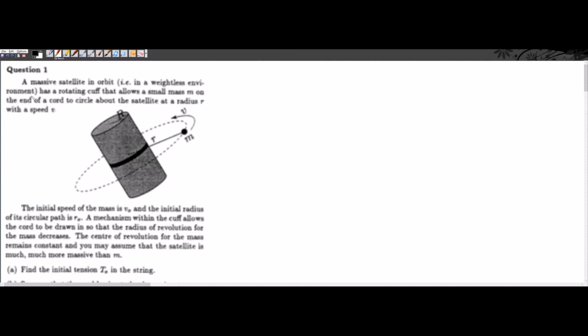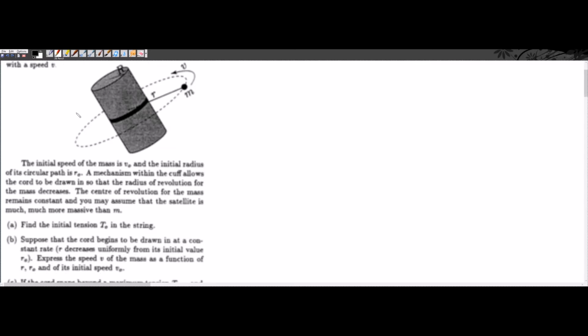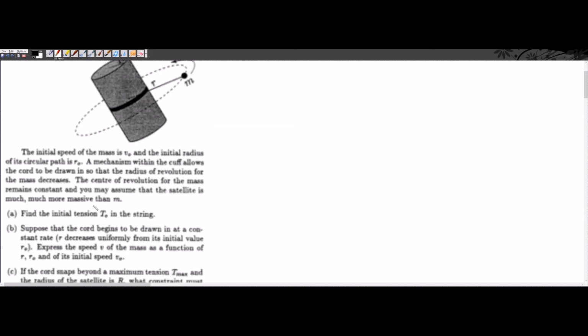So in this question, a massive satellite is in orbit. It has a rotating cuff that allows a small mass m on the end of the cord to circle about the satellite at a radius r with speed v. The initial speed of the satellite is v0, and the initial radius of the circular path is r0. A mechanism within the cuff allows the cord to be drawn in so that the radius of revolution for the mass decreases. The center of revolution for the mass remains constant, and you may assume that the satellite is much smaller than m. So I want to find the initial tension T in the string.